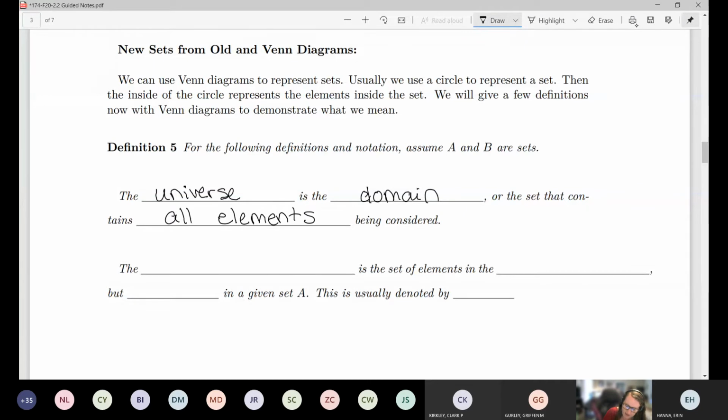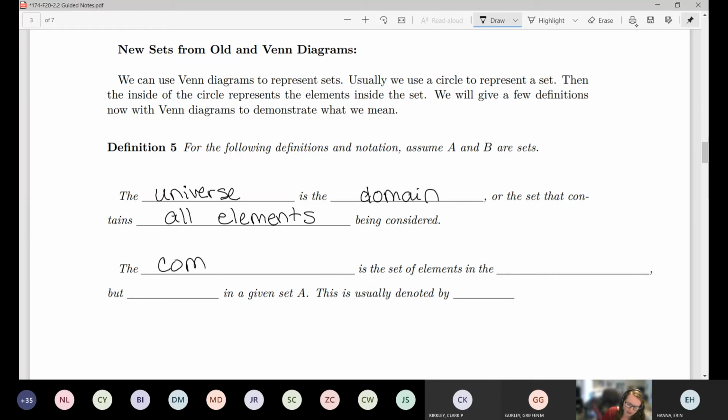So say I went back to the idea of my set of even numbers. You could say that the universe of that would be the set of real numbers. I'm considering all numbers and just restricting it to the set of ones that are even. Usually the universe has to be given to you. Sometimes it can be assumed by context, but a lot of times it will also be stated as to what the universe is going to be taken to be.